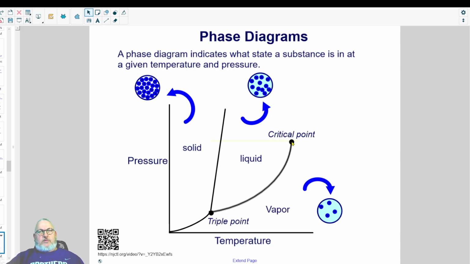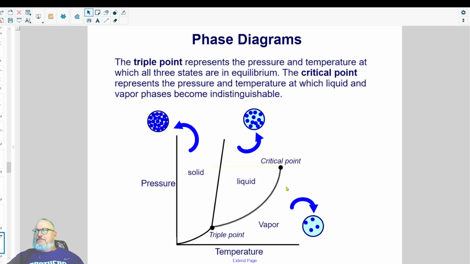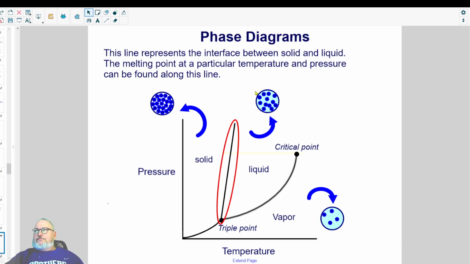This is the critical point. When it gets higher than that, then you've got some weird stuff there, right? So the critical point represents the pressure and temperature at which the liquid and vapor phases are indistinguishable. You can't tell the difference. I'll show you some videos about those.